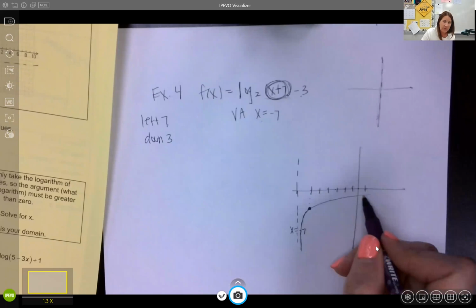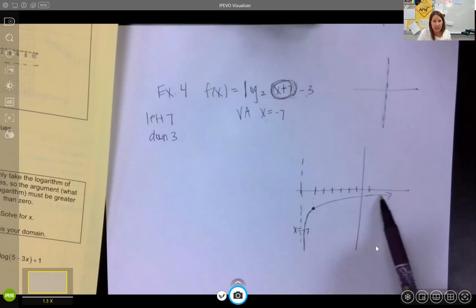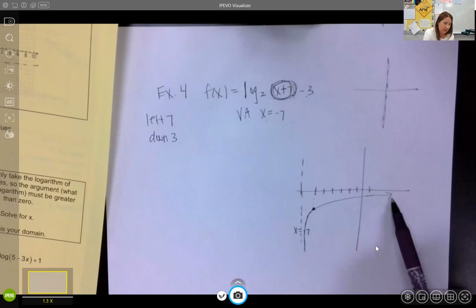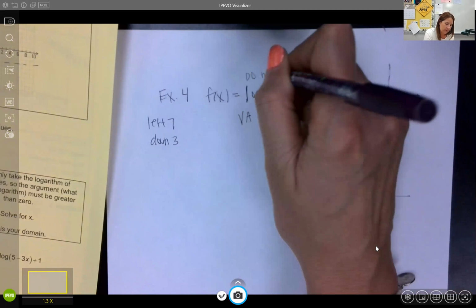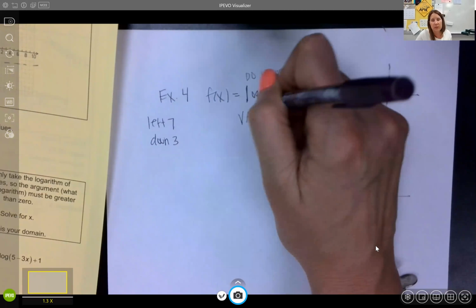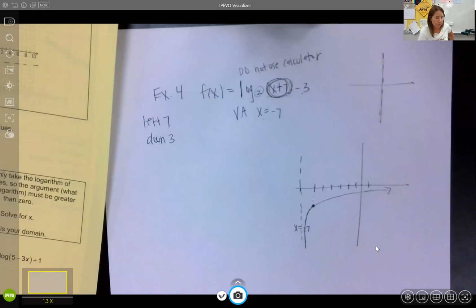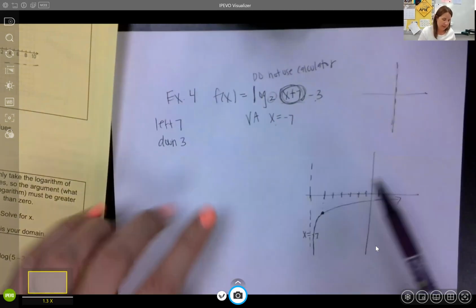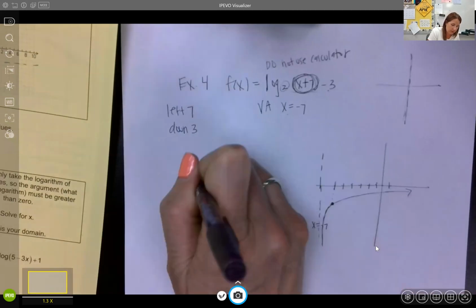Okay, so if I'm drawing it like this, it is actually going to be underneath there. Okay, and you cannot enter this in the calculator. This too is not able to be entered in the calculator until we go over how to do it. Okay, so left 7, down 3, the vertical asymptote is -7. Now that we have a good graph, let's talk about the domain and the range.